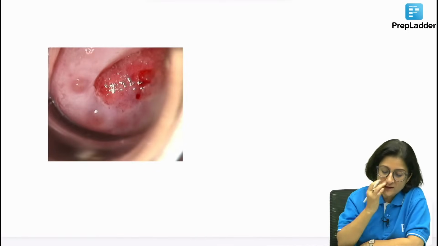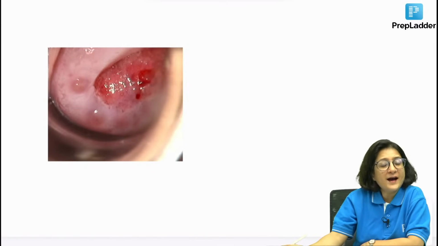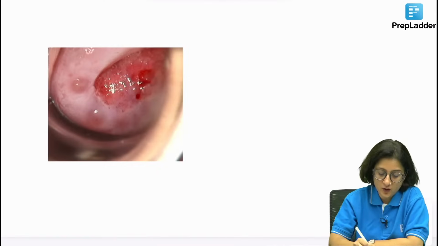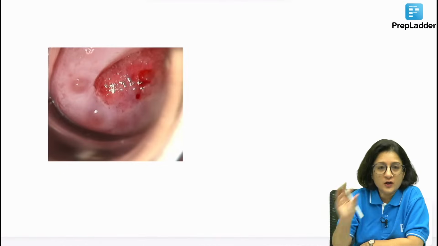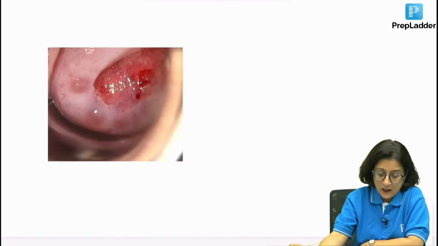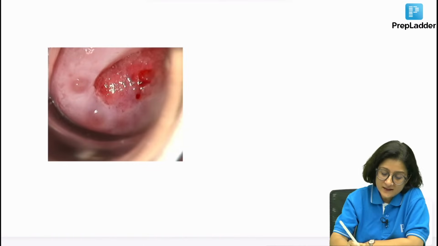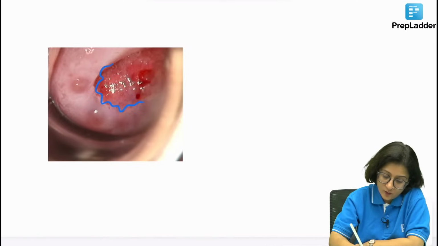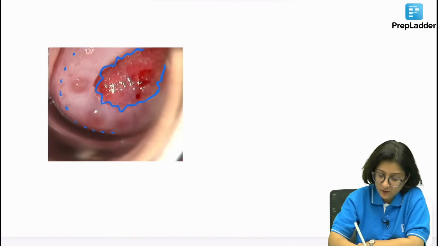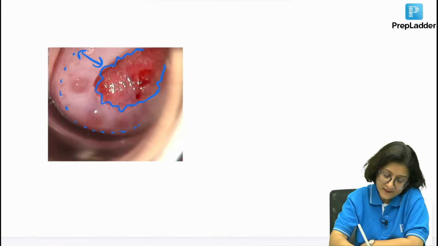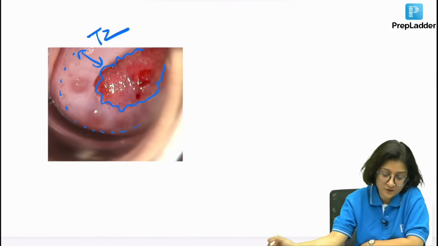Now this is what? Can you see? This is a very magnified view of the cervix. So it's not such a huge cyst on the cervix, but this is what it is. Now I'll have to wait for your responses. So this is the squamocolumnar junction, the new one. This is where the old squamocolumnar junction must have been. This entire zone is called the transformation zone.